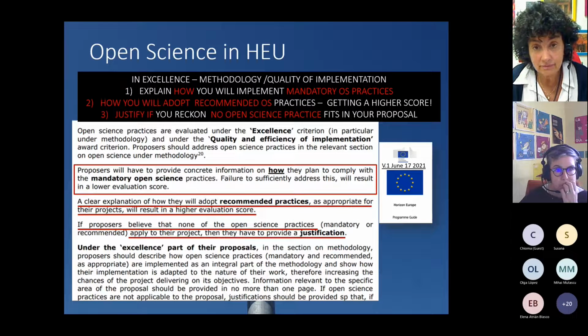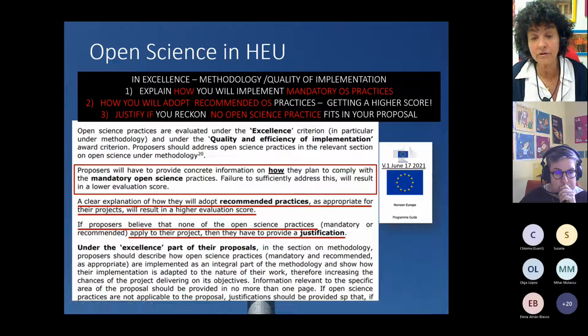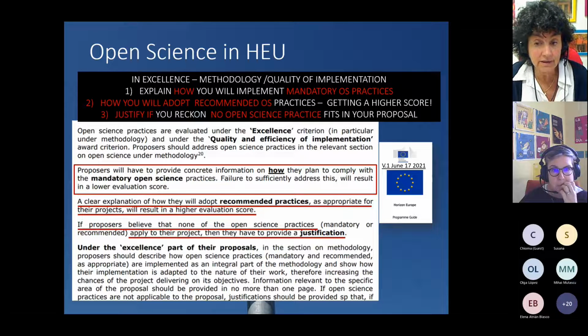In the excellence methodology part of your proposal, you have to provide concrete information on how you plan to comply with the mandatory open science practices. Failure to address this will result in a lower evaluation score. I hope it is clear. You also have to put there a clear explanation on how you will adopt, and I would say adapt, recommended practices as appropriate for your project, which will result in a higher evaluation score. It's clear?